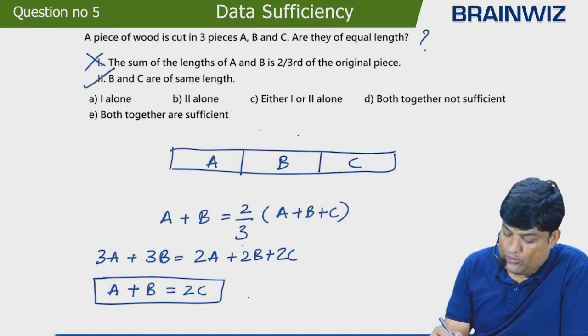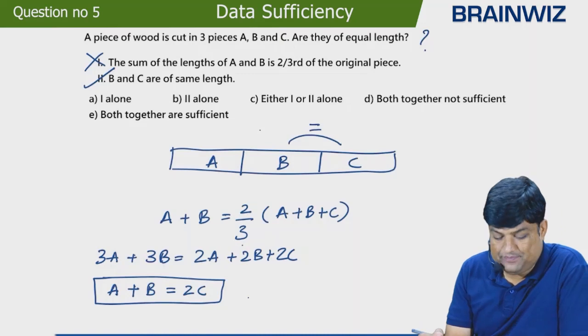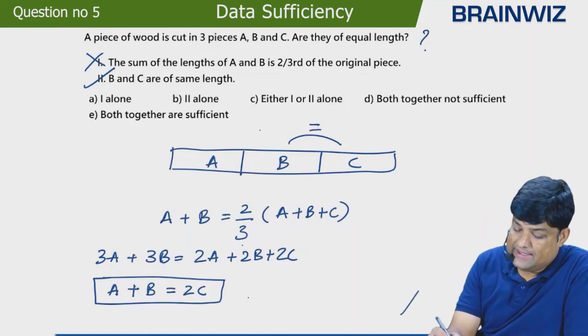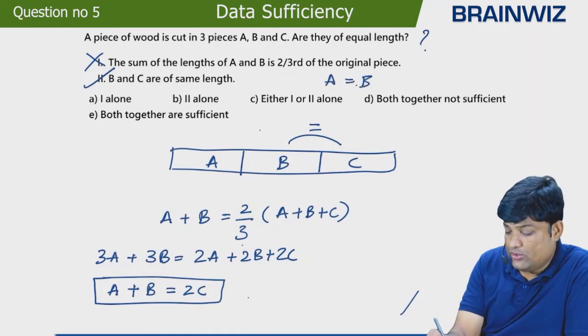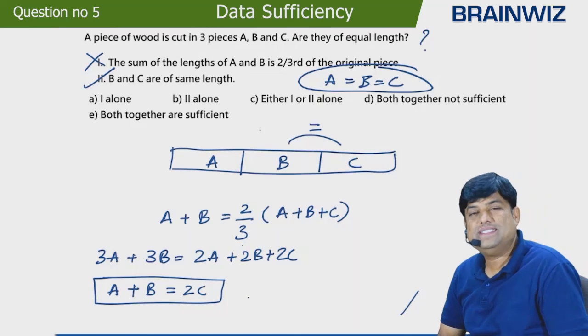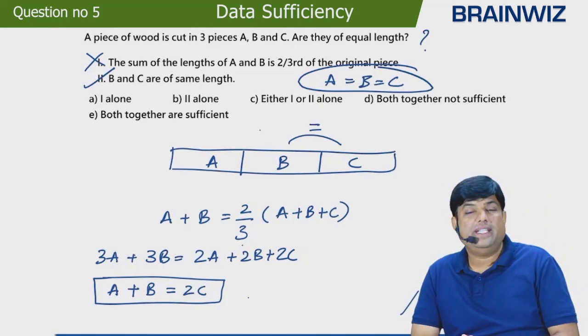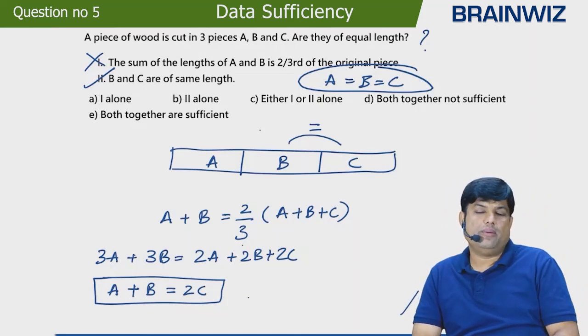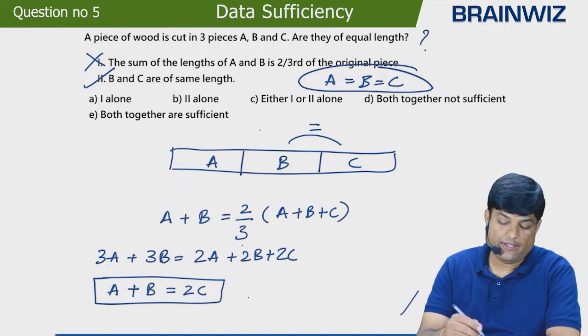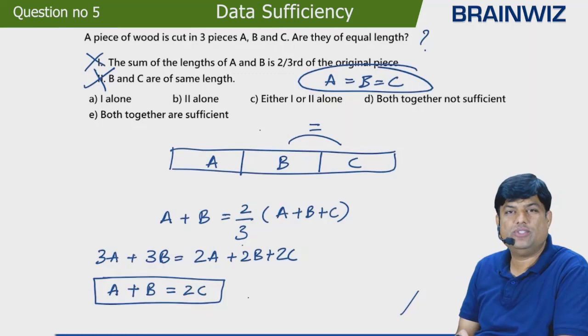The second data I told you, B is equal to C. He told you B is equal to C, but our intention is to find whether A is equal to B is equal to C or not. This is the question we are supposed to prove. Is A equal to B equal to C or not? But in the second statement, he told you only B and C are equal. So I don't think statement 2 is also sufficient to answer.